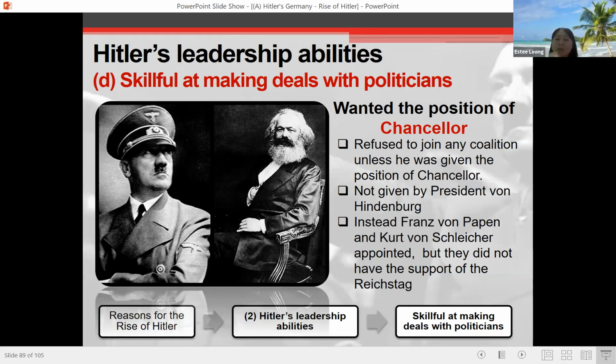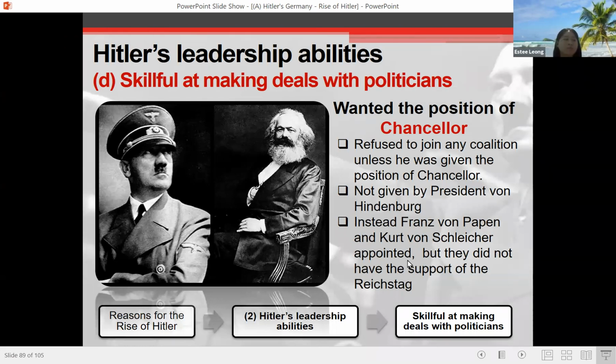And he refused to join any coalition. So the Nazi Party refused to join any coalition unless Hitler was given the position of chancellor. And at that point in time, the president, von Hindenburg, was suspicious of Hitler. He didn't really trust Hitler. So he appointed von Papen and Kurt von Schleicher to become chancellor at different points in time, leading up to the 1930s elections. But the thing is, these people led parties that did not have the support of the Reichstag.